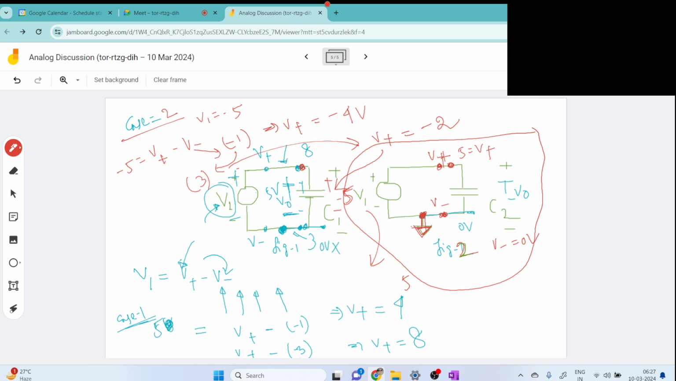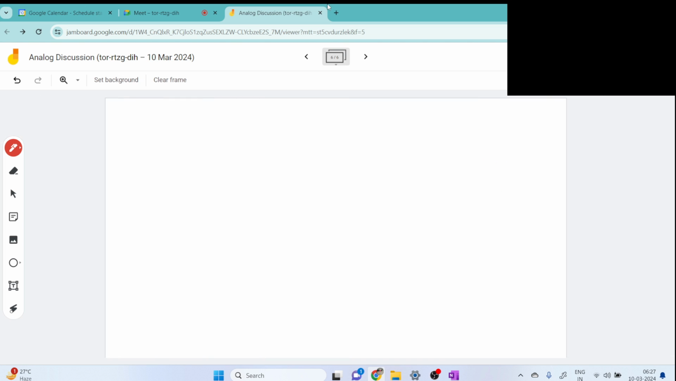Understood, right? These are the two cases showing the significance of ground. Now another case, let's have some fun. Go to the next page. So this is our case 1, let's say case 2.